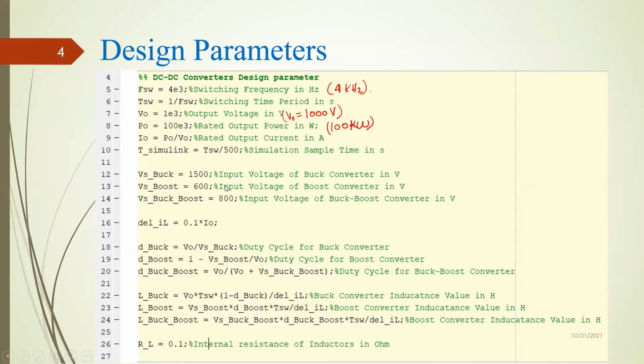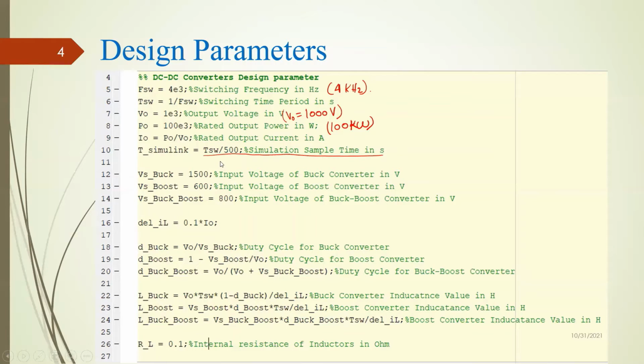And this is now sampling the Simulink sample time. So here I have tried to take the Simulink sample time 500 times less. So you can choose this Simulink sample time as small as possible, and the smaller the value you take for the sample time, the better simulation you get. So I have chosen 500 times to get the plots nice.